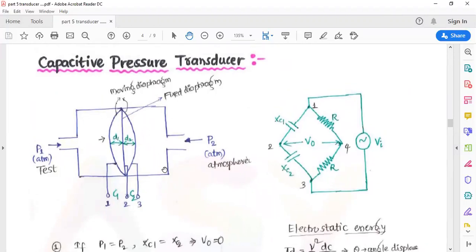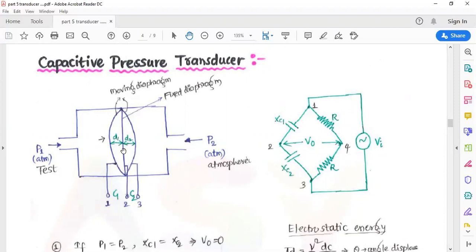Here this is a tube in which this is the diaphragm, and here P1 is the pressure to be measured, and here P2 is the reference pressure. Now if P1 is greater than P2, then this center line will be shifted like this, and if P2 is greater than P1, then it shifts in this direction. As a result, the capacitance of this arrangement will change.